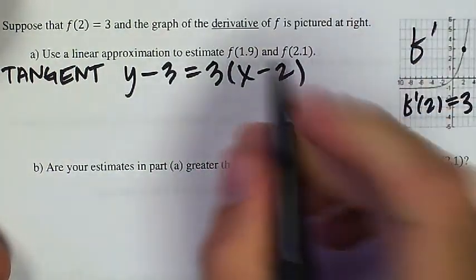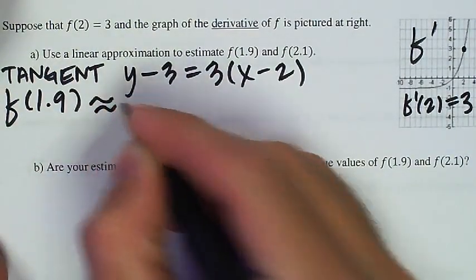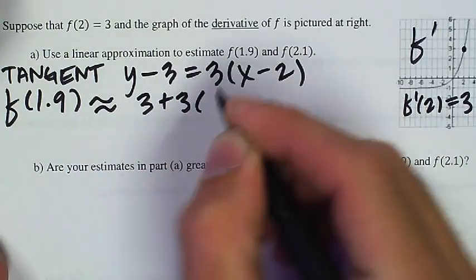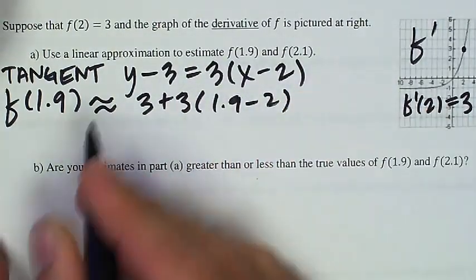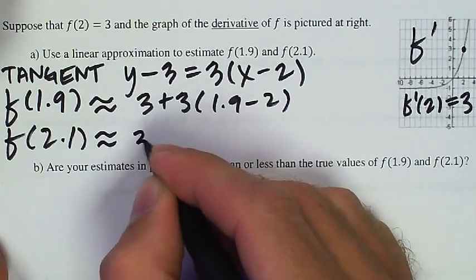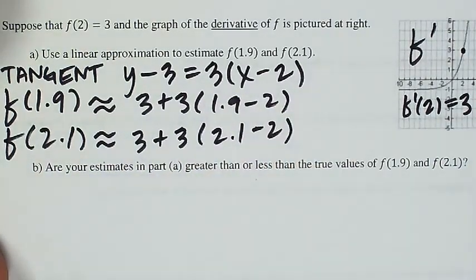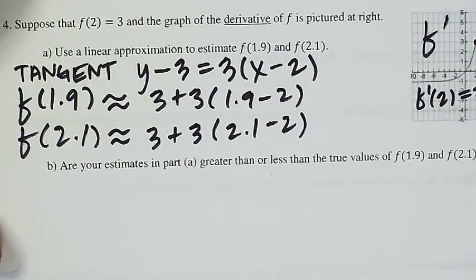All right, now I'm going to estimate f of 1.9. 3 plus 3 times 1.9 minus 2. And f of 2.1 is approximately equal to 3 plus 3 times 2.1 minus 2. And that's far enough in this situation.